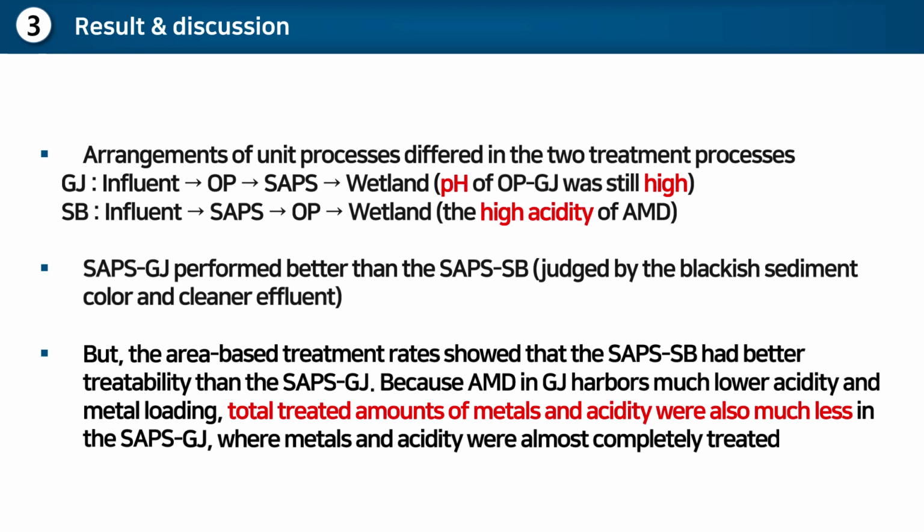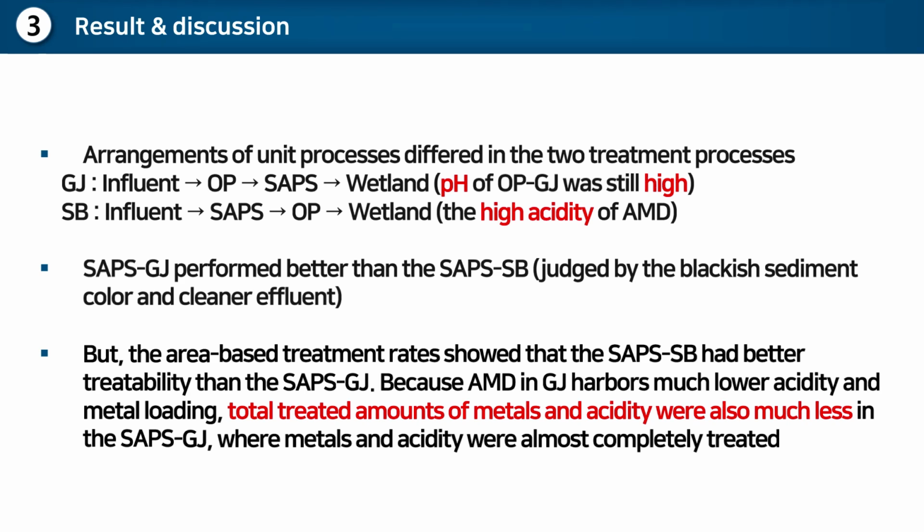Arrangements of unit processes differed in the two treatment processes. The SAPS in SB was located before the anoxic pond because the high acidity of AMD in SB should be neutralized first. The anoxic pond in GJ was located before SAPS GJ because the pH of OPGJ was still high.